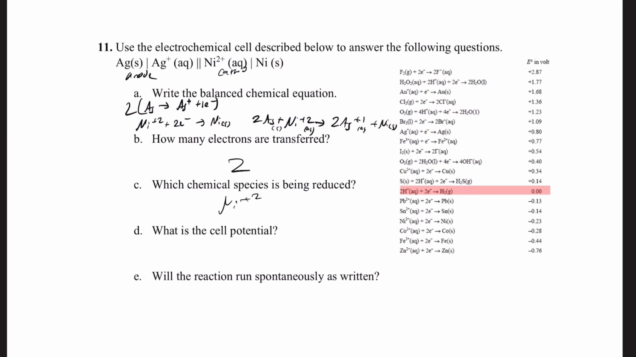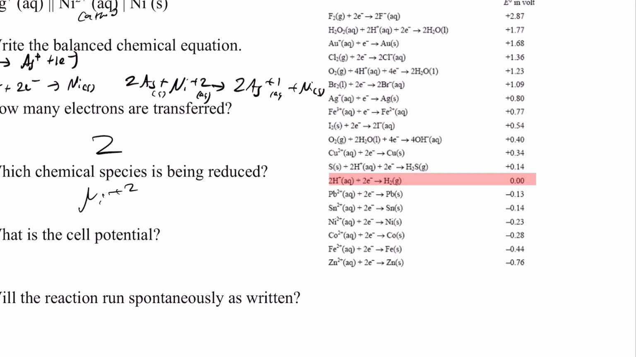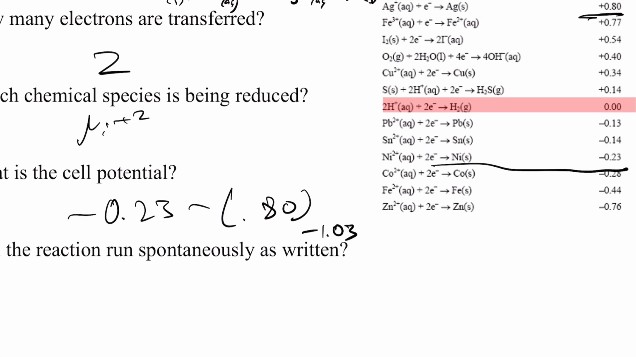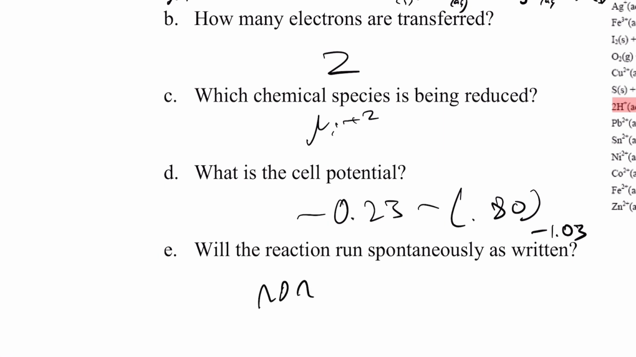Cell potential. So they gave us this. Okay, so nickel's the reduction, so it would be negative 0.23 minus silver, 0.880. So this would be negative 1.03, and that is non-spontaneous.